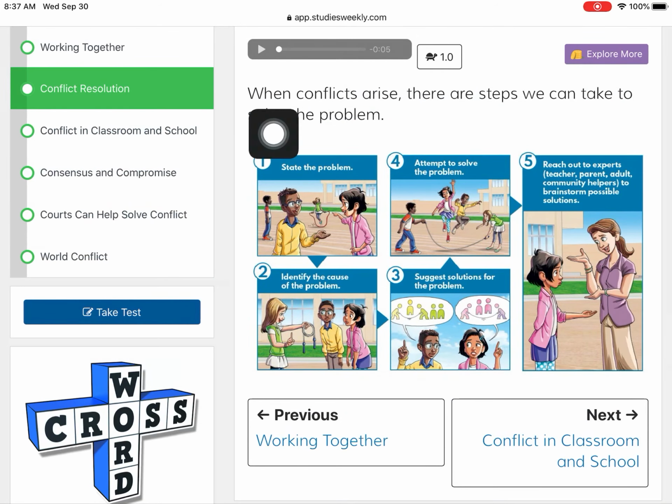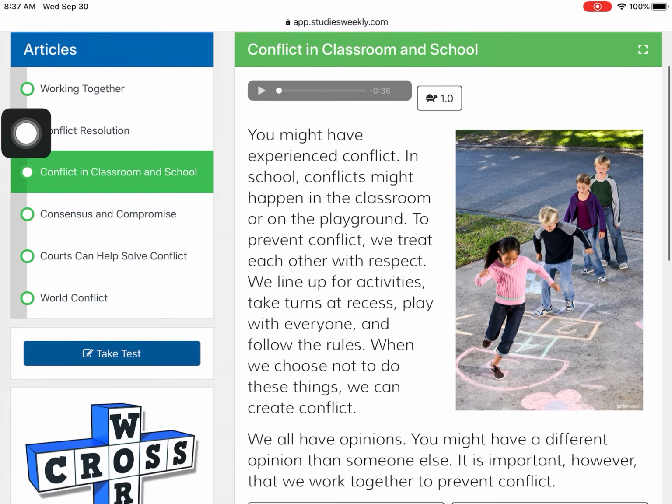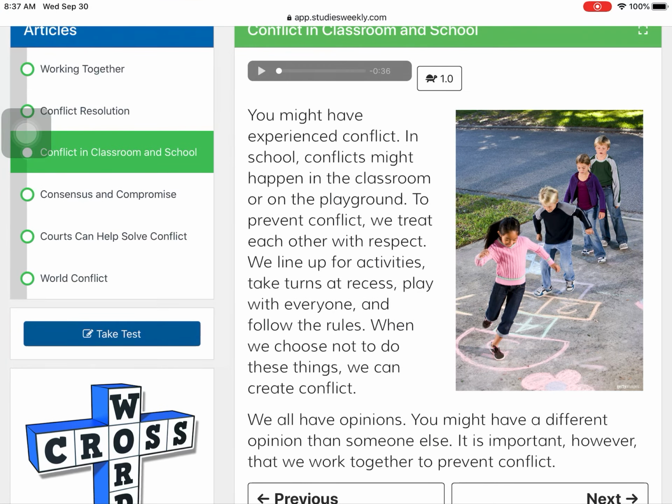Let's go ahead and look at conflict in the classroom. So you might have some times where you have experienced conflict within your classroom. We're going to read a little bit about what that might look like, and then we'll talk about possible solutions. So I'm going to start right at the top here. You might have experienced conflict. In school, conflicts might happen in the classroom or on the playground.